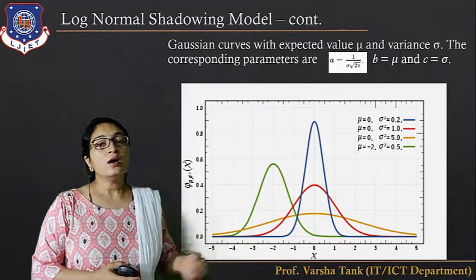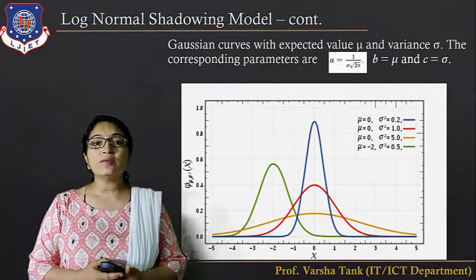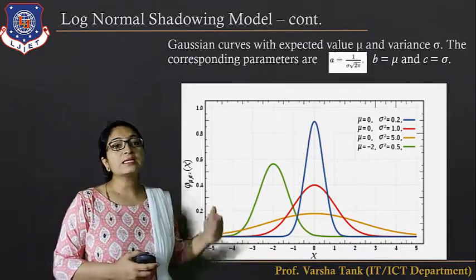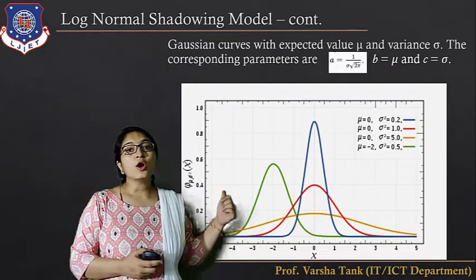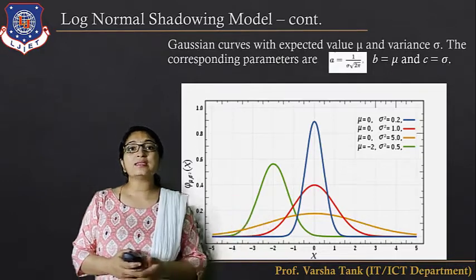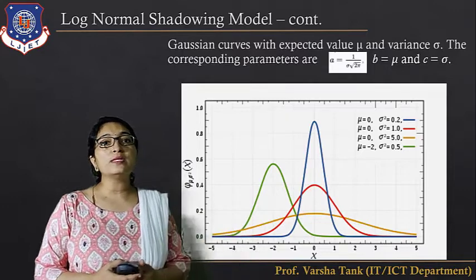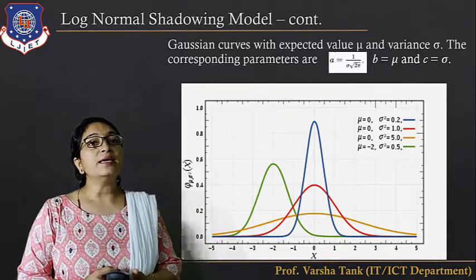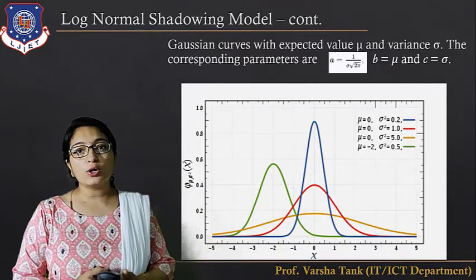Now here you can see the Gaussian curve with expected value nu and the variance sigma. So the corresponding parameters are: A is equal to 1 upon sigma under root 2π, B is equal to nu, and C is equal to sigma.